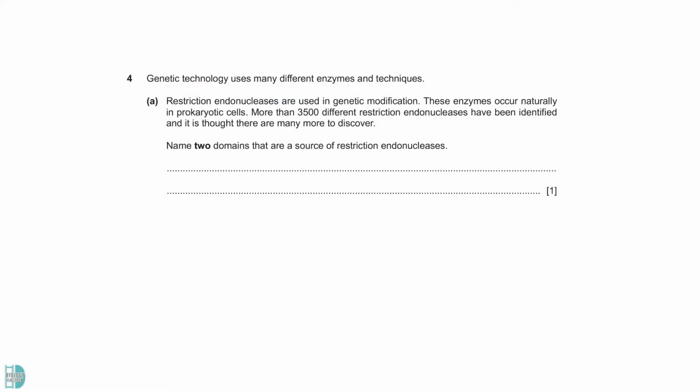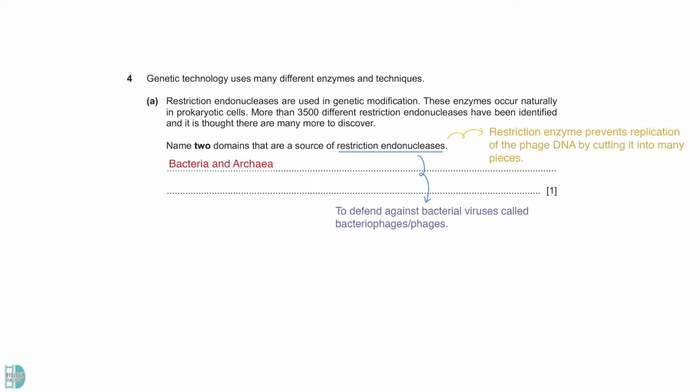4a. Name 2 domains that are a source of restriction endonucleases. They are bacteria and archaea. They use restriction enzymes to defend against bacterial viruses called bacteriophages. The enzyme prevents replication of the phage DNA by cutting it into many pieces.